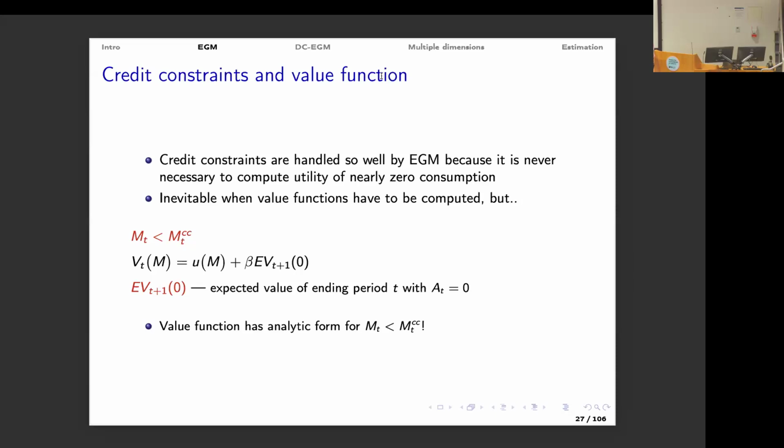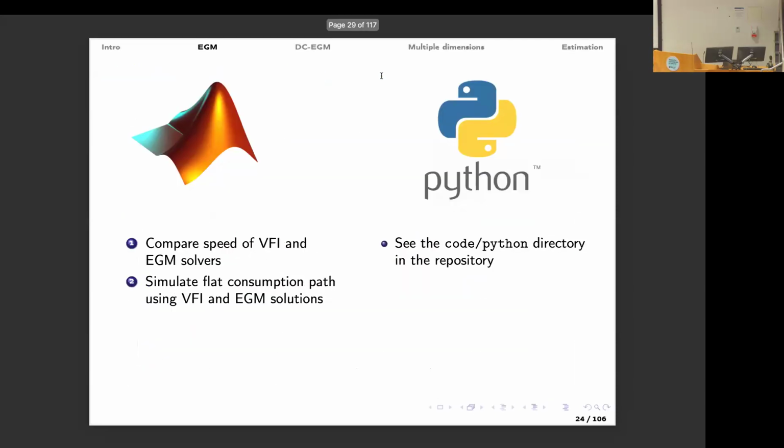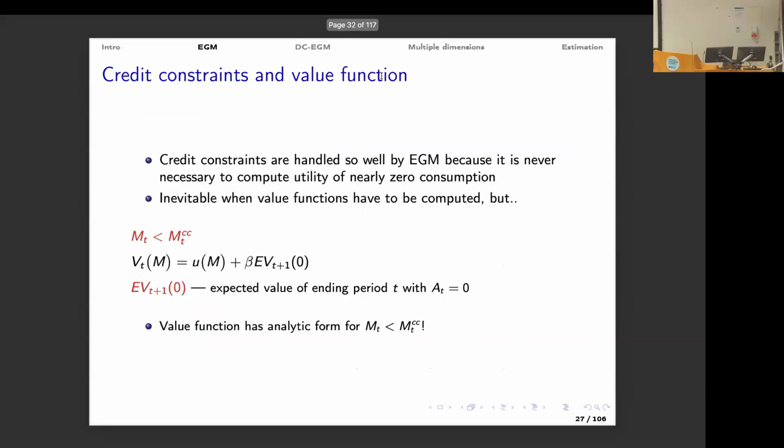But this value is going to be fixed if the utility is not time dependent. So this is essentially constant, and in that sense, we have value being defined as an analytical function on this credit constraint region. This is going to be helpful.